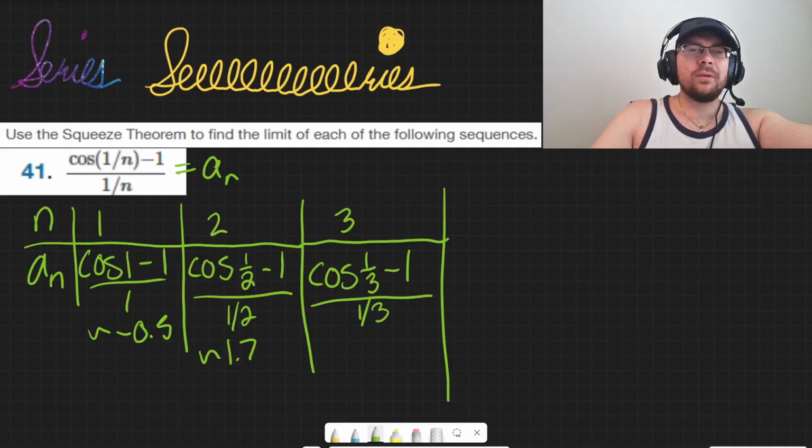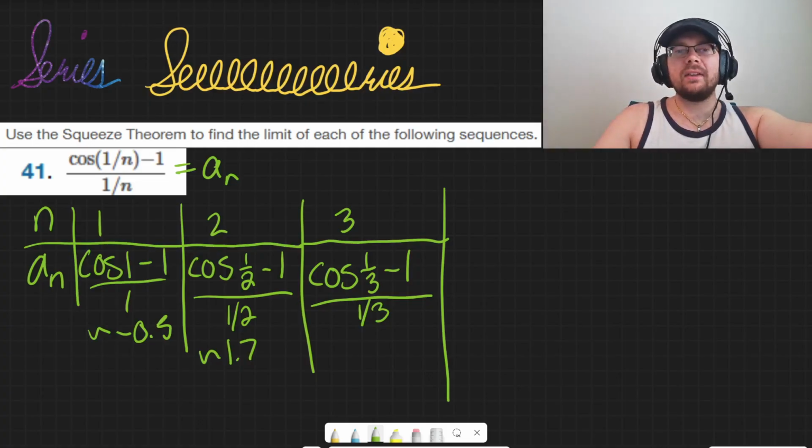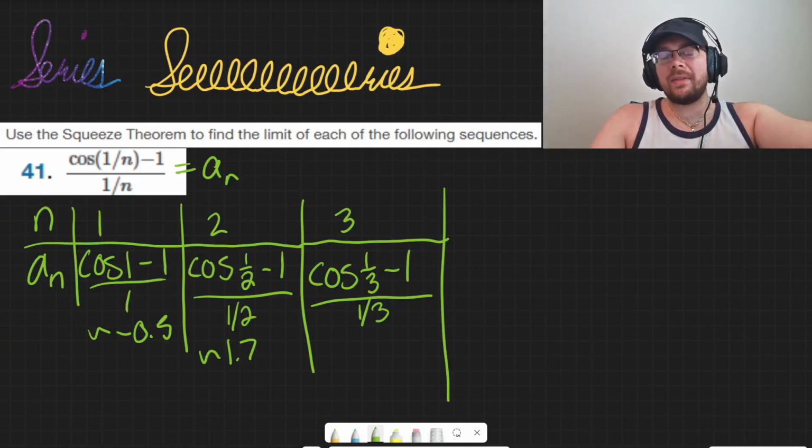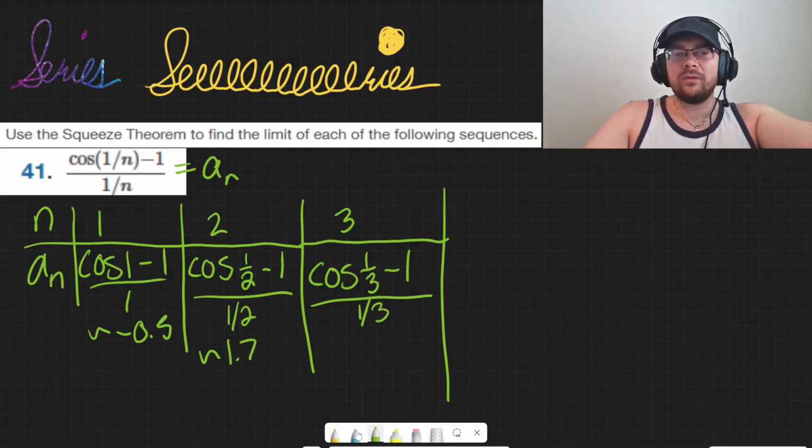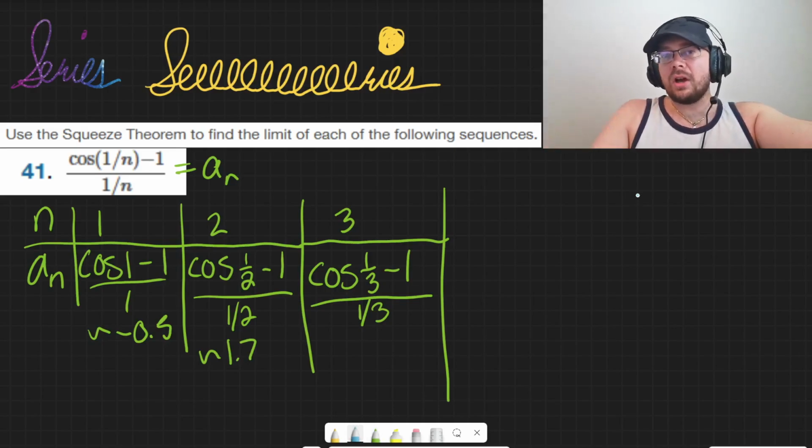What if we could just use L'Hopital's? Because I kind of want to just figure out what the answer is. I don't like Squeeze Theorem. I don't know if I've made that really obvious yet, but I really don't like Squeeze Theorem. I would rather light myself on fire. So let's see if we can just get the answer. That way we know what we're shooting for.